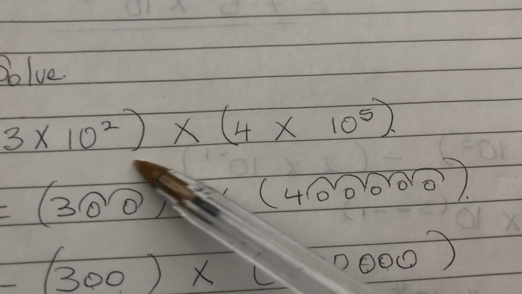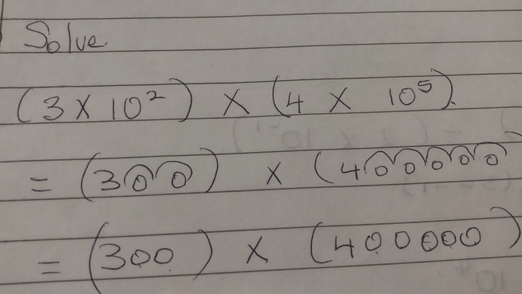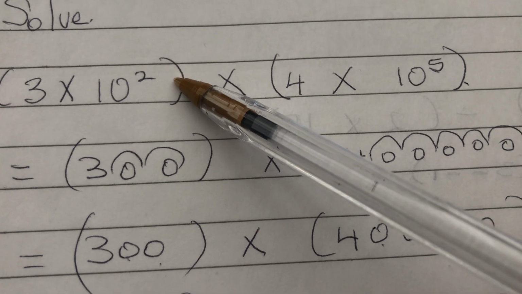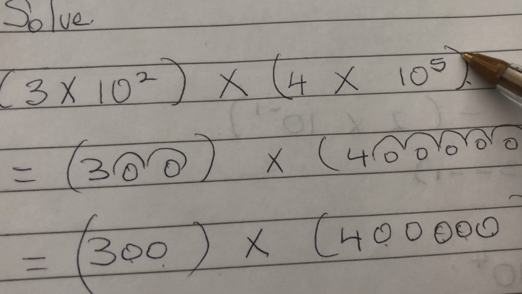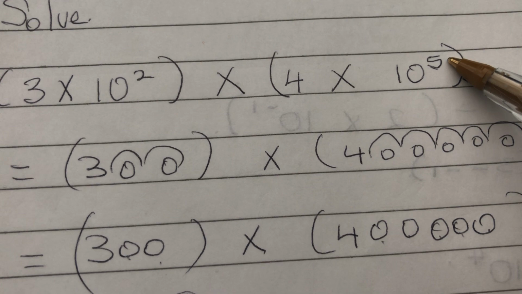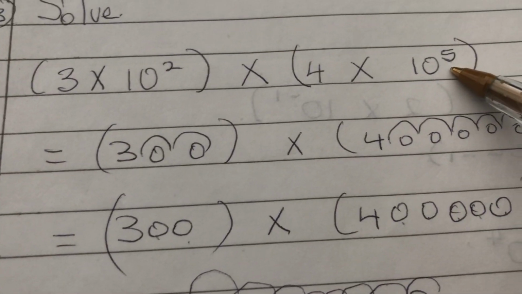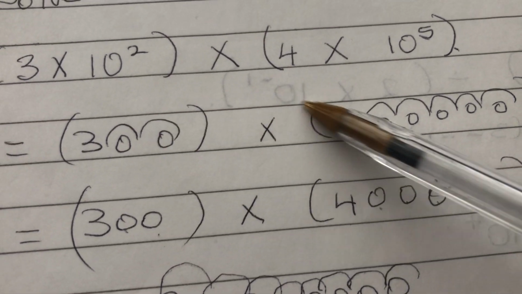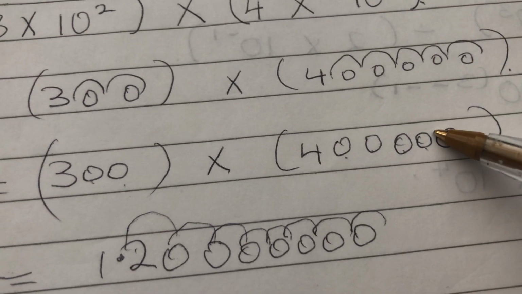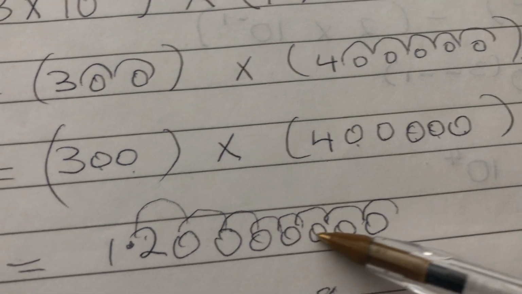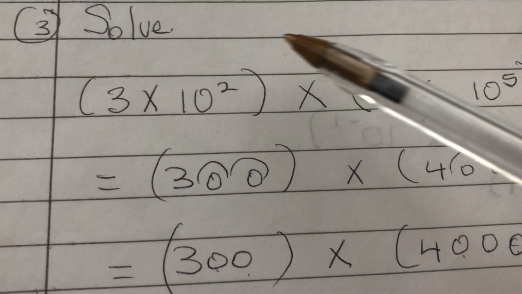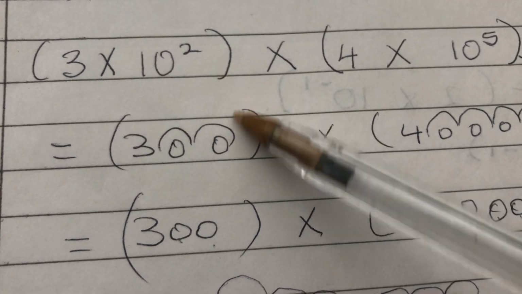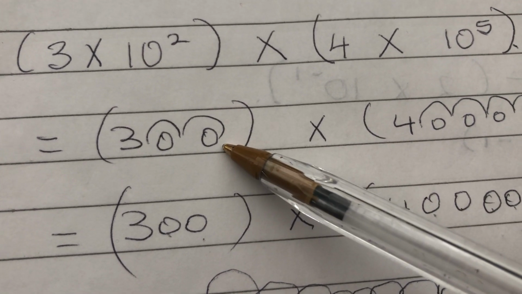So 3 times 4 is 12. Now 10 to the power 2, add 5 is 7. So what happened here is I changed them to ordinary numbers, multiplied, and then I changed back. But another way of doing it: 10 to the power 2 is 300.